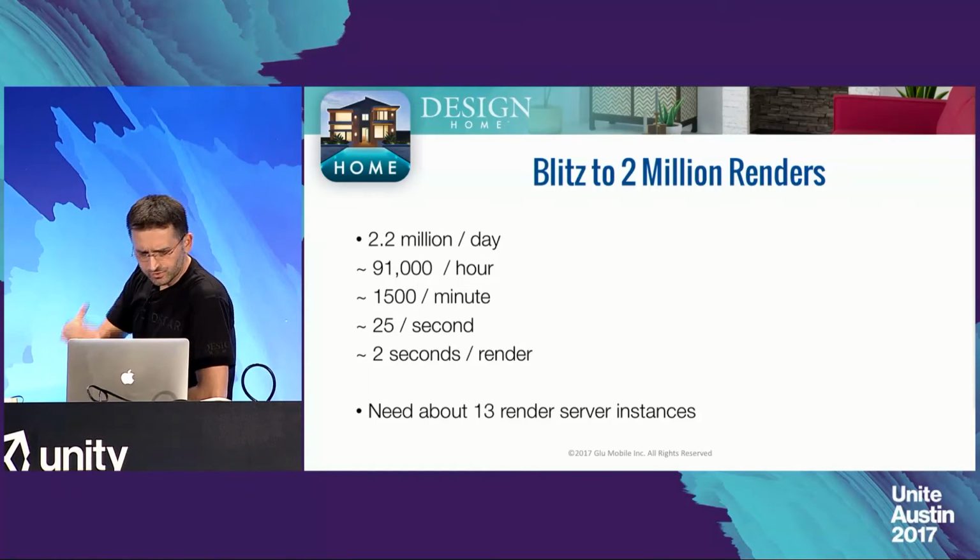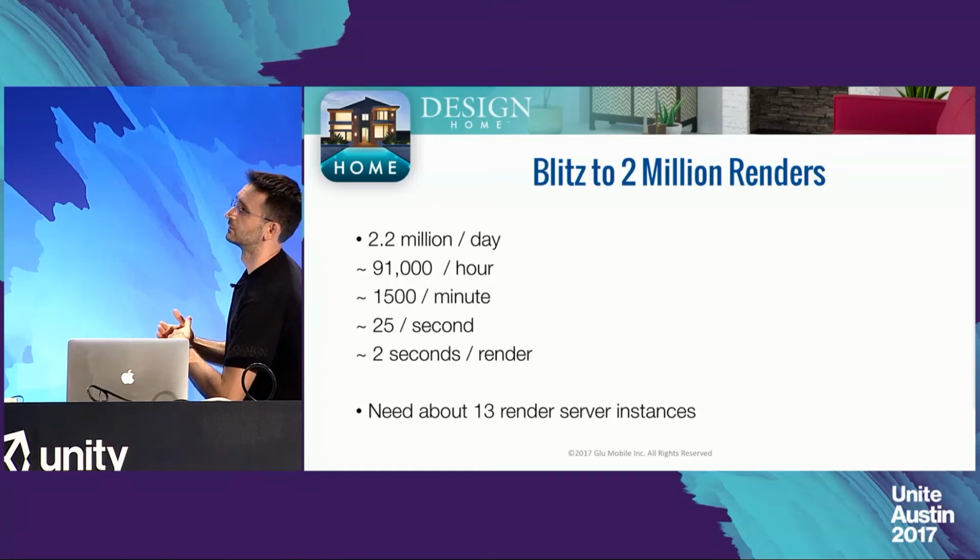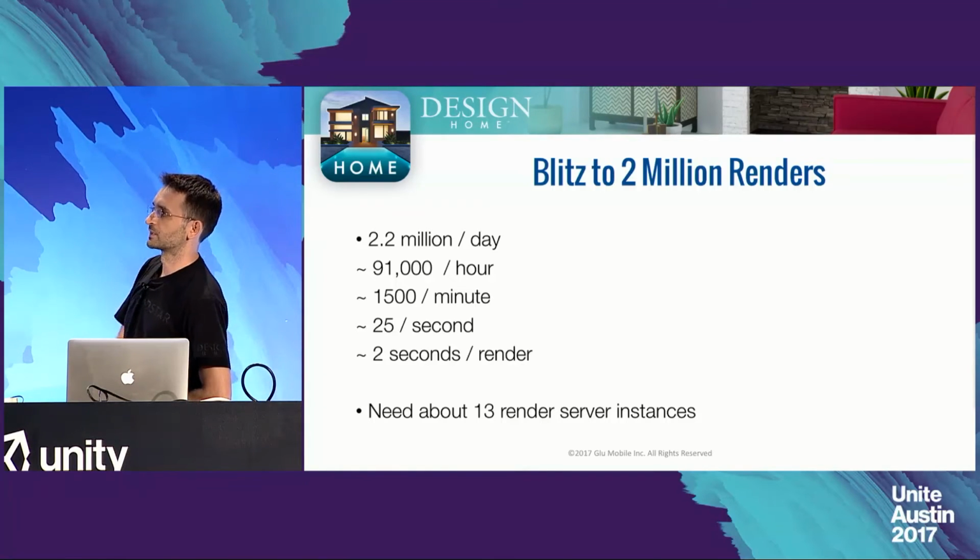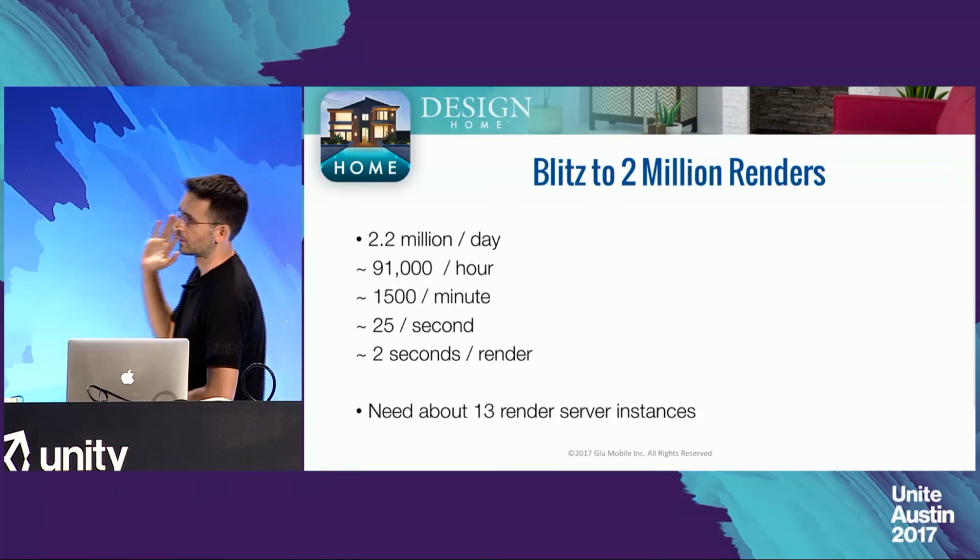If we do some reverse math, 2.2 million a day is about 91,000 renders an hour, 1,500 a minute, 25 a second. So you're talking about maybe 2 seconds a render. These are very rough numbers. So we would need about 13 render instances.